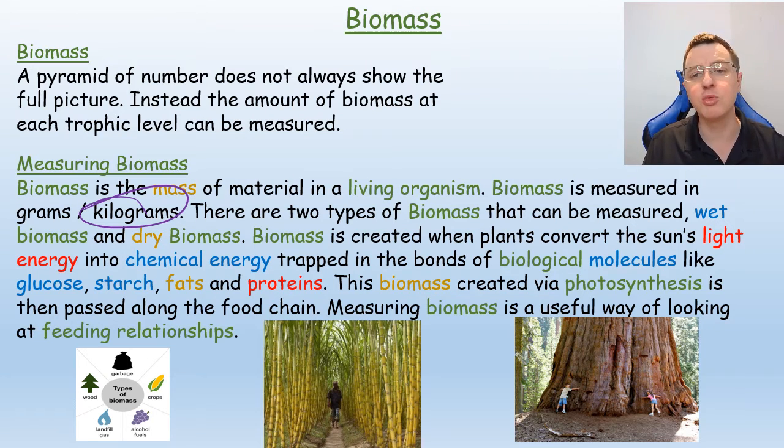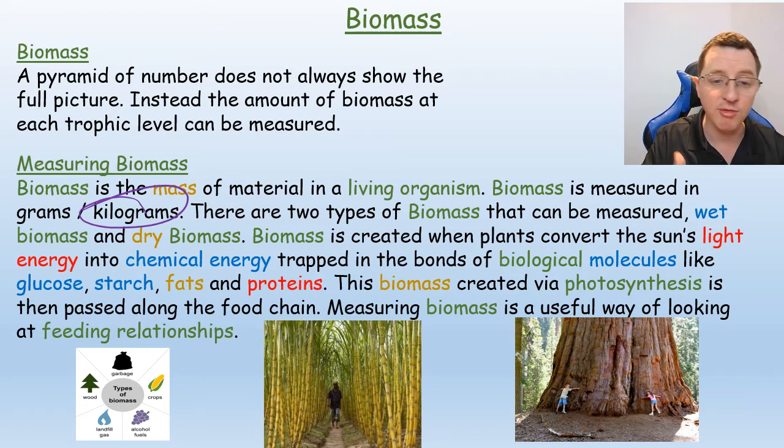So biomass is created when a plant converts the sun's light energy into chemical energy trapped in the bonds of biological molecules like glucose and starch and fats and proteins. And this biomass is created via photosynthesis, and then it's passed along the food chain. So measuring biomass is a very useful way of looking at feeding relationships.